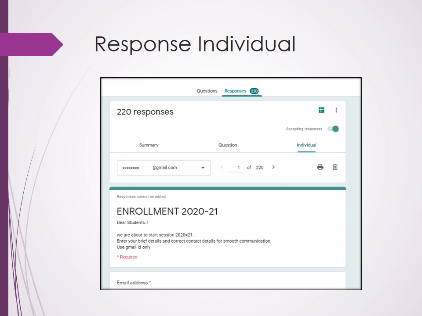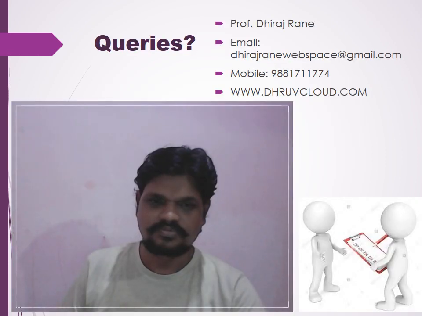Individual responses can be seen like this, and as we can see there is a mail ID and 1 out of 220. So here will be the information about the first respondent. Depending on that number, we may get a particular response.